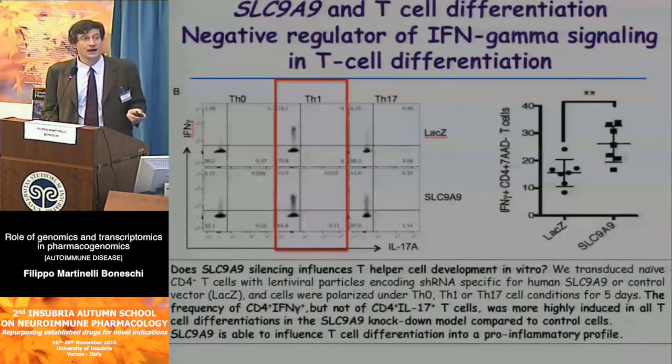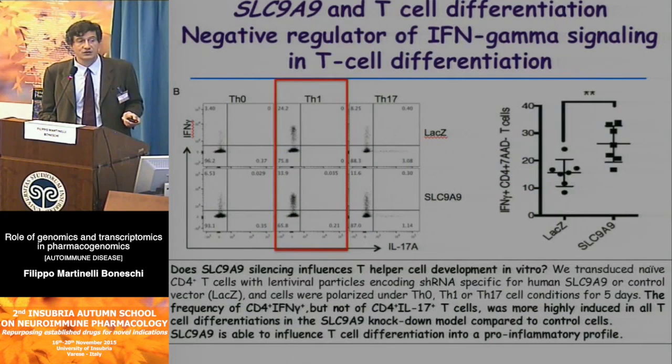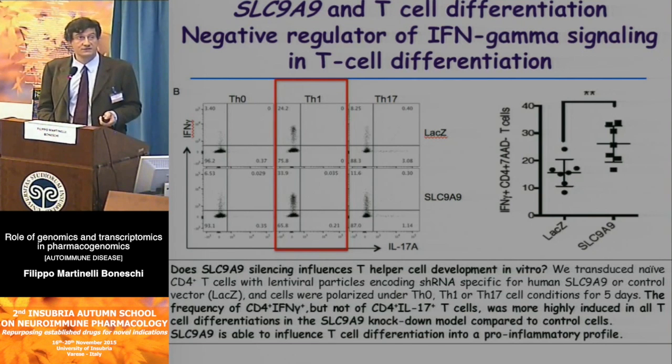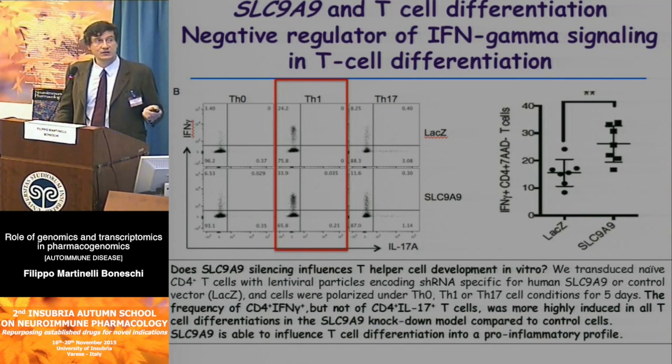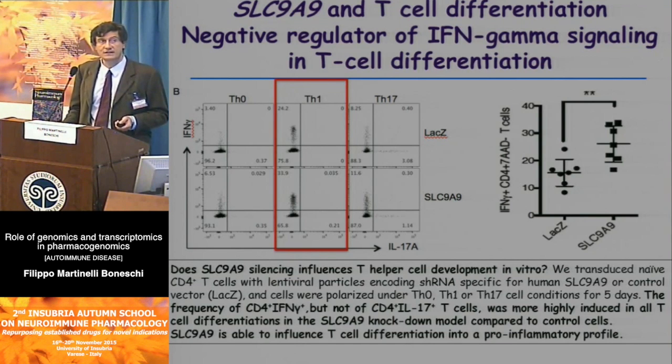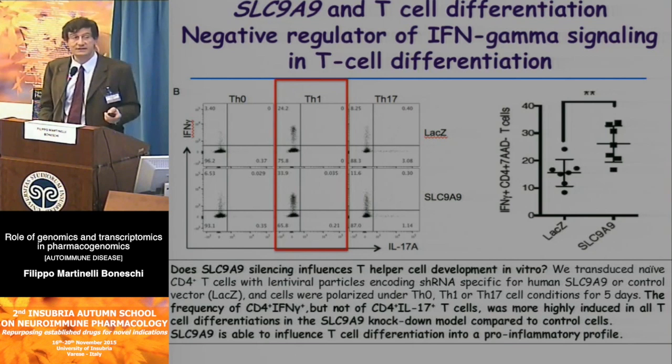And by using a silencing approach, using shRNA, it was also possible to find that, as you can see here, the frequency of CD4 positive interferon gamma producer cells was more highly induced in the SLC9A9 knockdown model. So once the gene was silenced, there was a higher frequency of CD4 positive interferon gamma positive cells, suggesting that the gene could be a negative regulator of interferon gamma signaling in T cell differentiation.